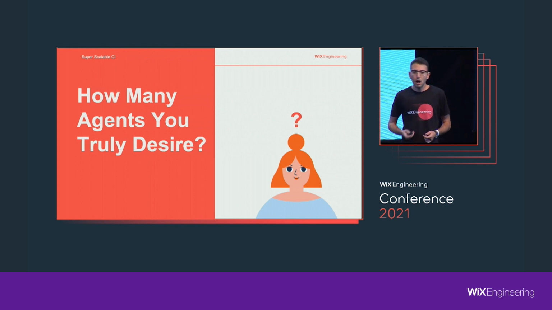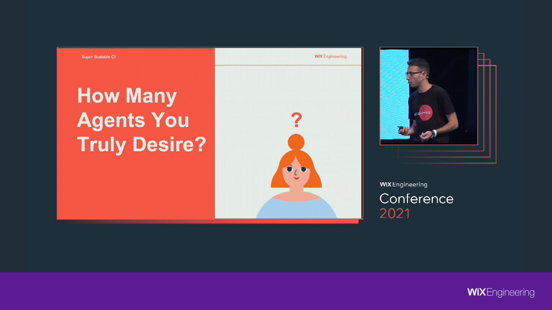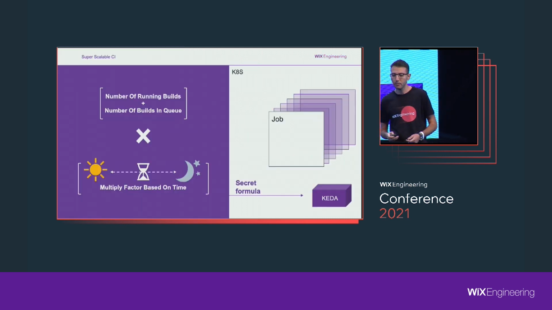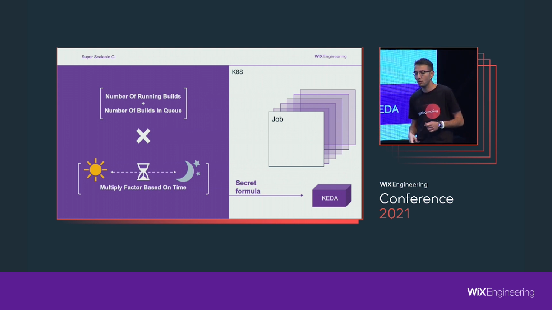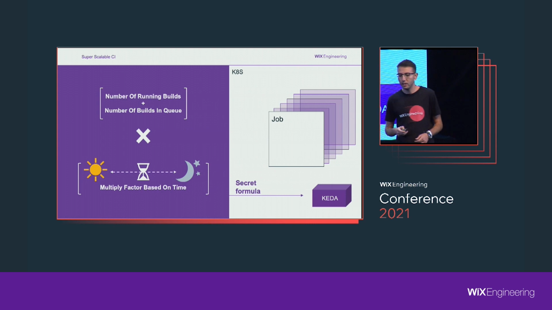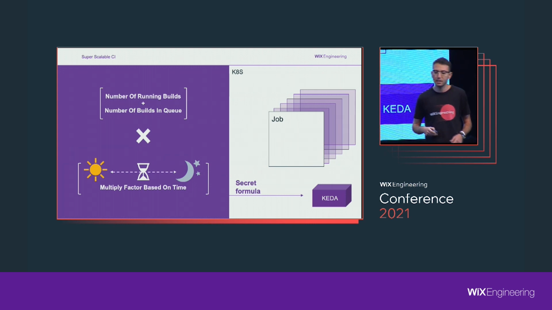How can we know how many agents we need to run at each point in time in order to be also cost efficient, which is very important at our scale, and to be performant? So we have a secret formula, of course. The query we perform against Prometheus is said to be time-based. That way, we are over-provisioning the number of agents we are using based on time in day. That means there's a base amount of running agents serving as a warm-up pool.